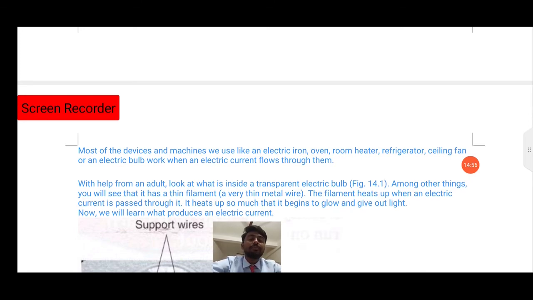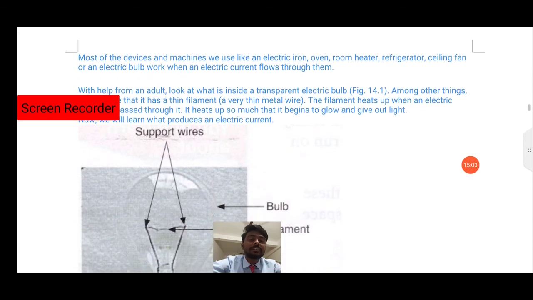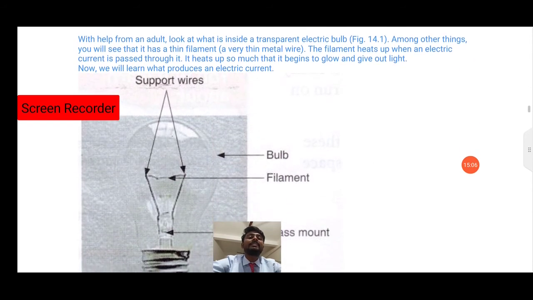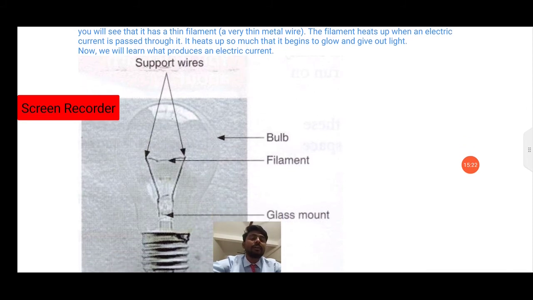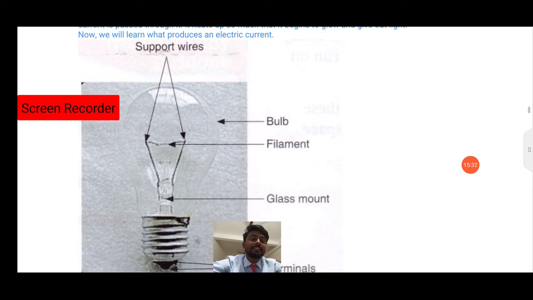With the help of an adult, look at what is inside a transparent electric bulb. Among other things, we will see a thin filament, a very thin metal wire. We already discussed that the filament heats up when electrical current is passed through it. It heats up so much that it begins to give out light. Now we will learn what happens with electrical current.